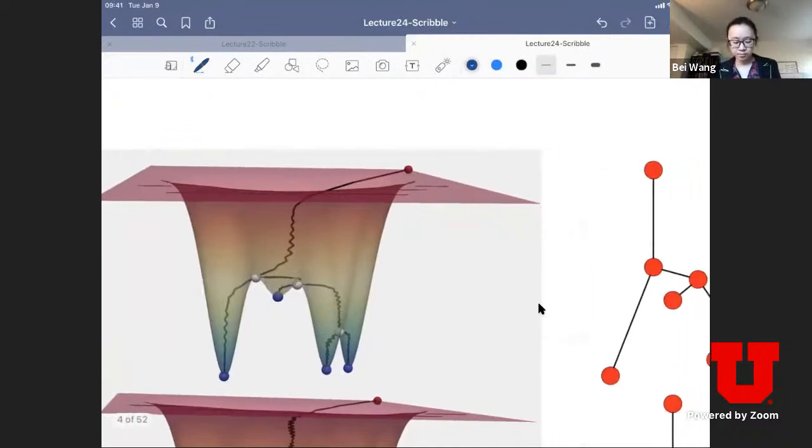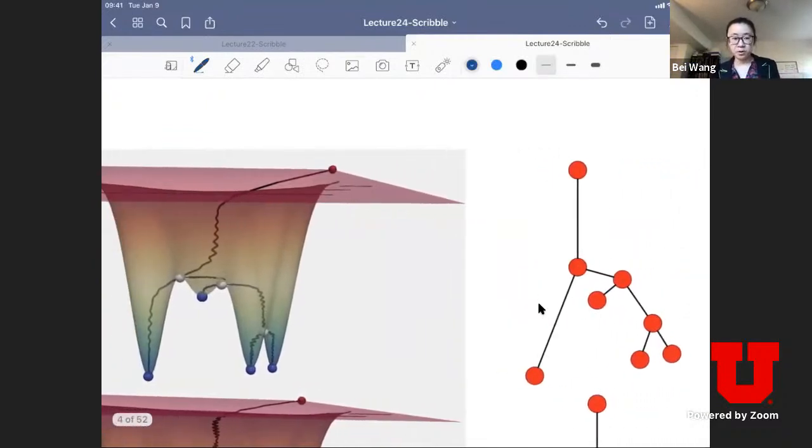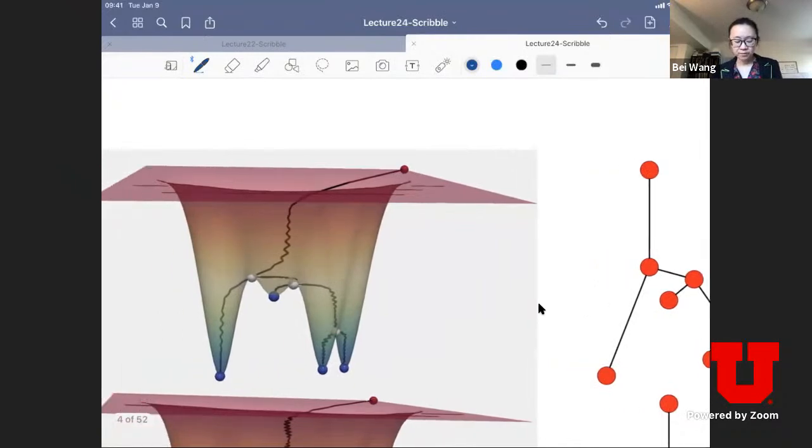And this picture here is the merge tree. Remember, with a merge tree, you're looking at the sub-level sets of the function and how sub-level set components are born and merge as we go along.